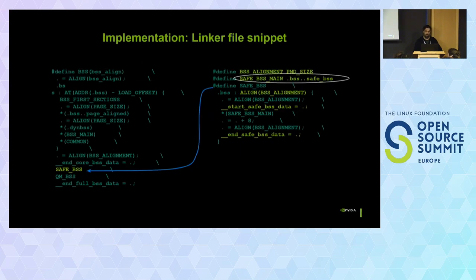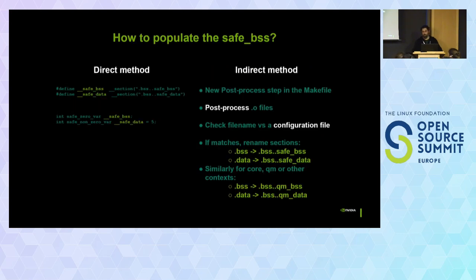The kernel uses a linker file, and this is, for example, how to introduce additional sections in the linker file. That's kind of easy. The not so easy part is how to populate the section once it has been defined. There are two methods. One is the obvious one, which is direct, meaning that I go and tag accordingly all the data that I want to put in a certain section. But as I said, the very same data in one case might be safe, or in another case might be QM, so I don't want to go and patch it.